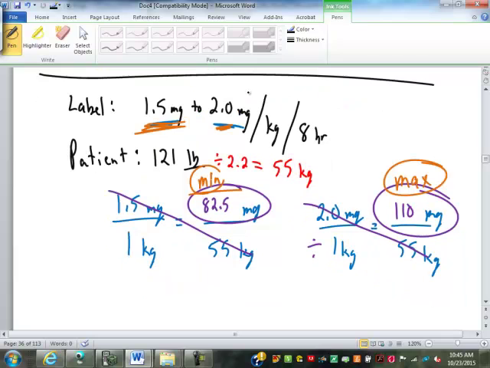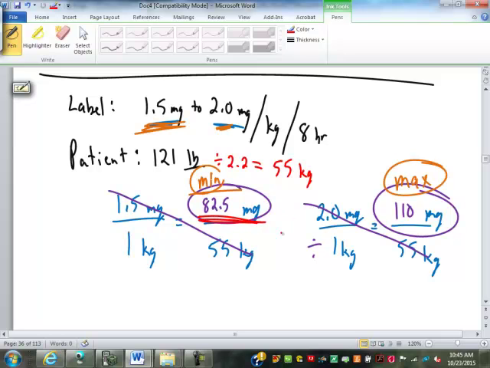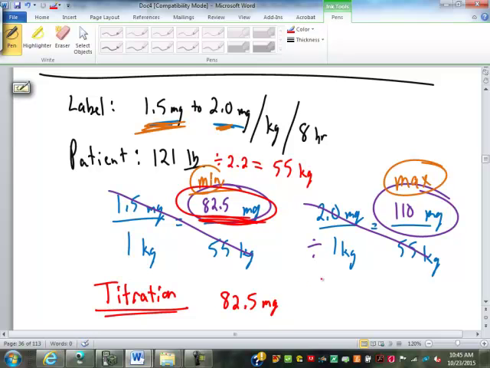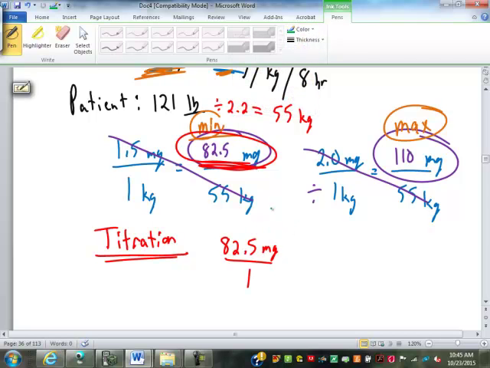The alternative would have been, once you find one of the numbers, let's say once we found the 82.5, we could have done something called a titration. Because everything throughout this calculation is going to be proportional. We could take this minimum dose here, 82.5 milligrams, and we could multiply it by a ratio. The 82.5 was the minimum or the maximum? It was the minimum. It was the smaller number. So what we would do is multiply it by, since it was the minimum, we would put the minimum on bottom and the maximum on top.